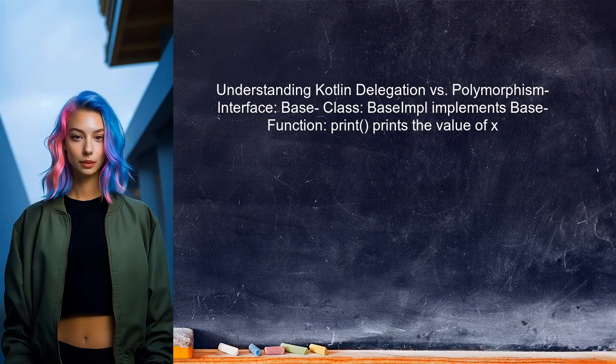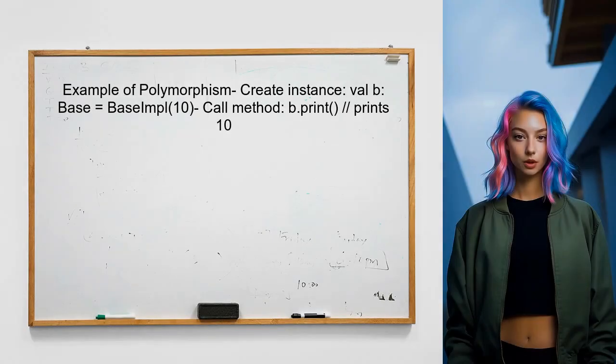In this example, the user has an interface called base and a class called base_impl that implements this interface. In the user's example, they create an instance of base_impl and assign it to a variable of type base. This allows them to call the print method, which outputs the value of x.